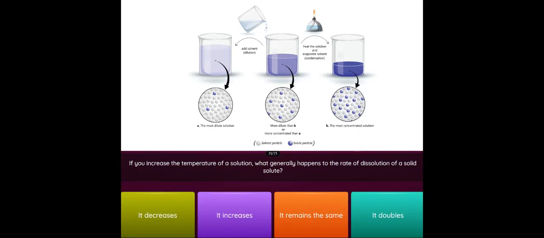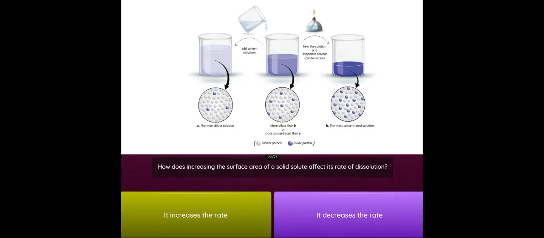All right, if you increase the temperature of a solution, what happens to the rate of dissolution? The rate of dissolution is how fast it mixes. If it's warmer, it's going to mix easier. It increases. How does increasing the surface area of a solute affect the rate of dissolution? The rate of dissolution is how easily it can mix together. All right, if you have more surface area, it's going to increase the rate.